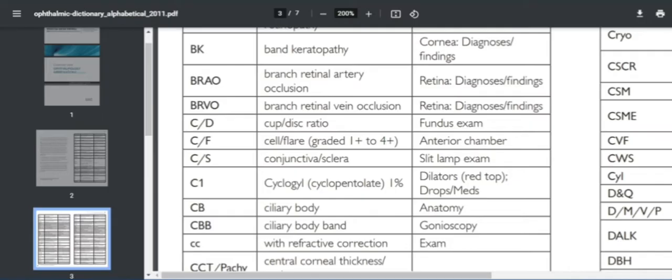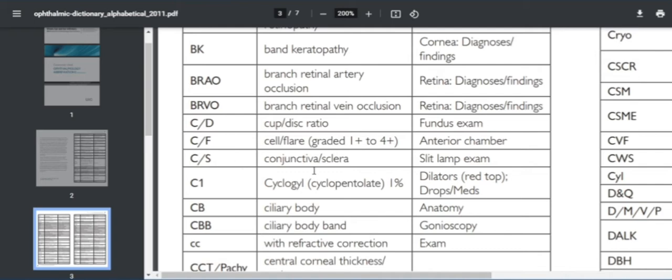Another is CD, that is cup disc ratio. It is very important in glaucoma diagnosis. Depending on that cup disc ratio, the consultant will diagnose the risk of developing cupping of the optic disc. See if there is cell flare. Cells and flare are generally seen in uveitis cases or post-operative patients. There are different grading procedures, grade 4, 3, 2, 1, depending on how many cells are present.